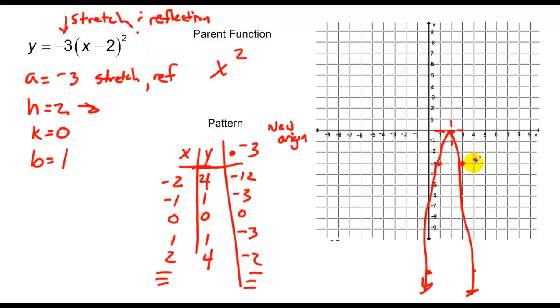So here, once again, is a point 3, negative 3. If this point checks, I will assume that I've graphed my function correctly. So I plug a negative 3 equals negative 3 times 3 minus 2 squared. That's negative 3 times 1 squared, which is 1, and negative 3 equals negative 3. Once again, I've graphed it without plugging into that original equation.